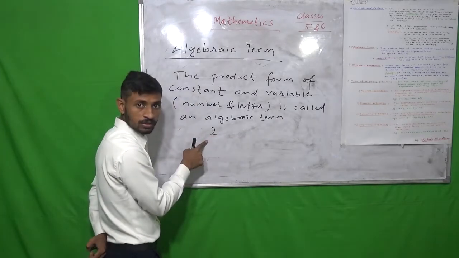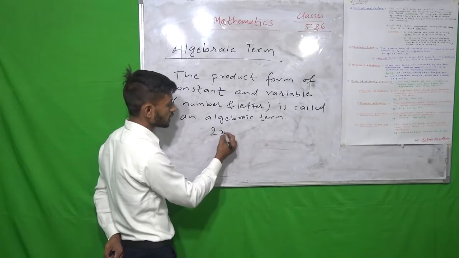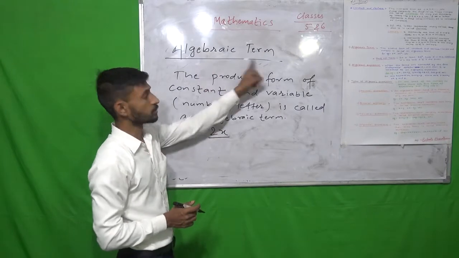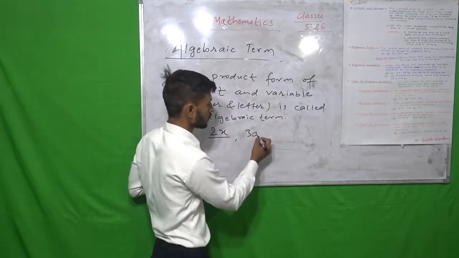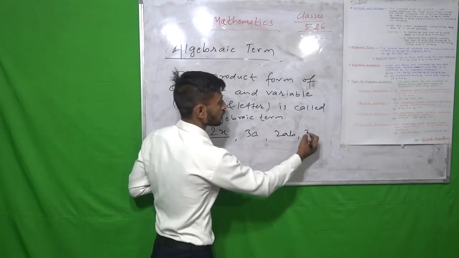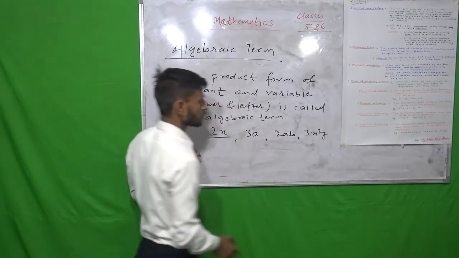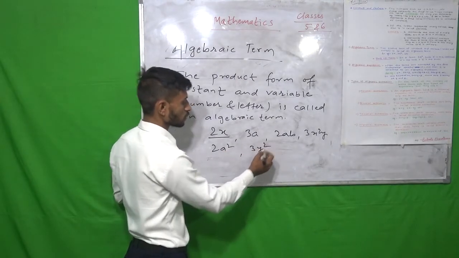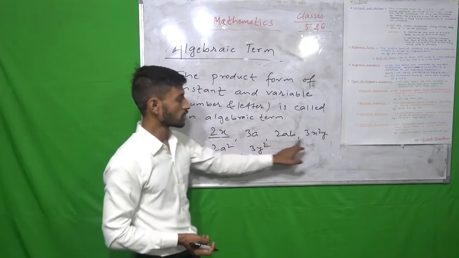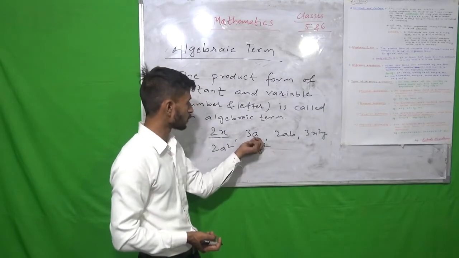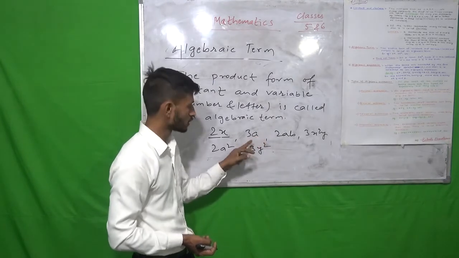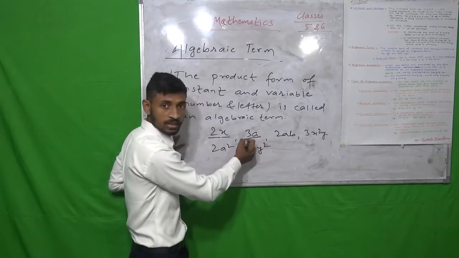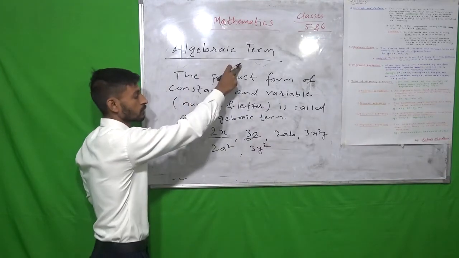Suppose this is a number which shows a constant value and here is a letter. So 2x, and this 2x is called an algebraic term, or 3a, or 2ab, or 3x square y, or 2a square, 3y cube, 3y square, like this. These all are algebraic terms. The product form of constant and variable, that is letter and number, is called an algebraic term.